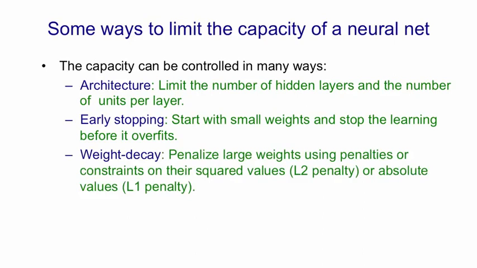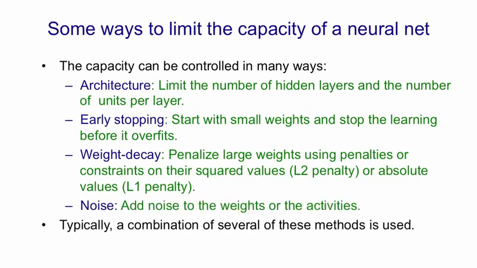A very common way to control the capacity of a neural network is to give it a number of hidden layers, or units per layer, that's a little too large, but then to penalize the weights using penalties or constraints on the squared values of the weights or the absolute values of the weights. And finally, we can control the capacity of a model by adding noise to the weights or by adding noise to the activities. Typically, we use a combination of several of these different capacity control methods.